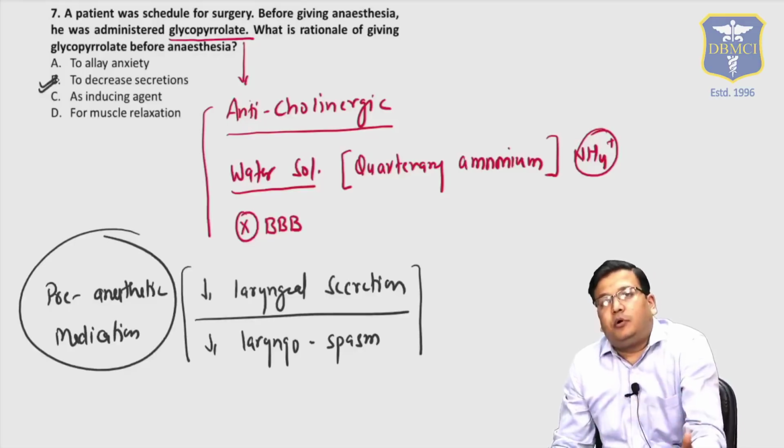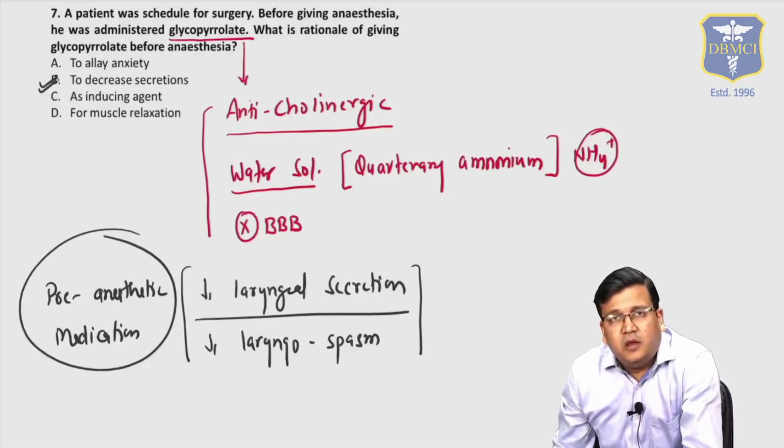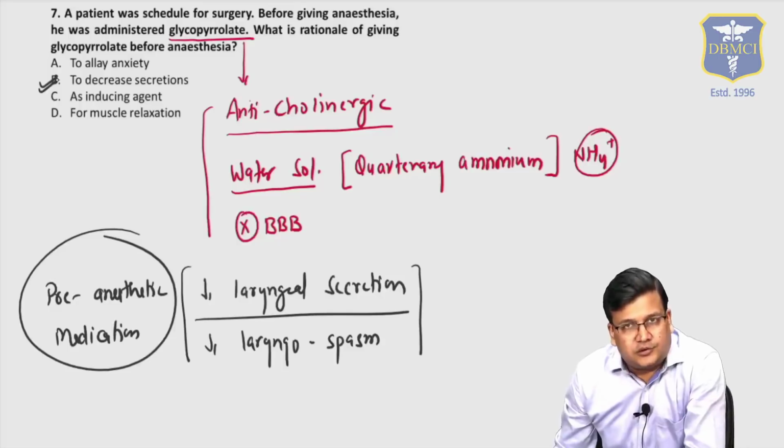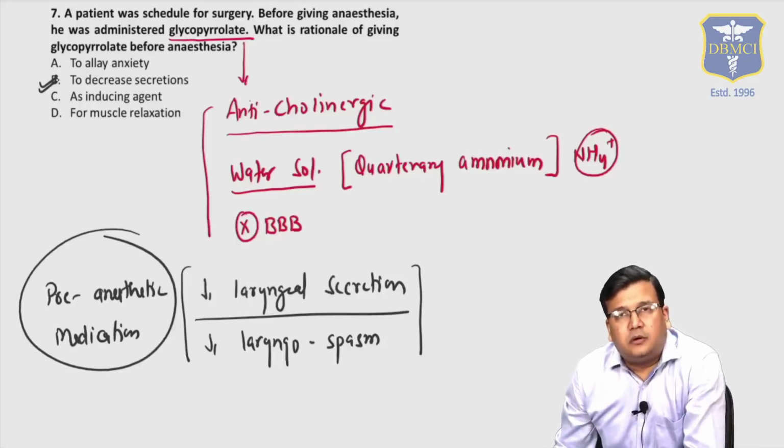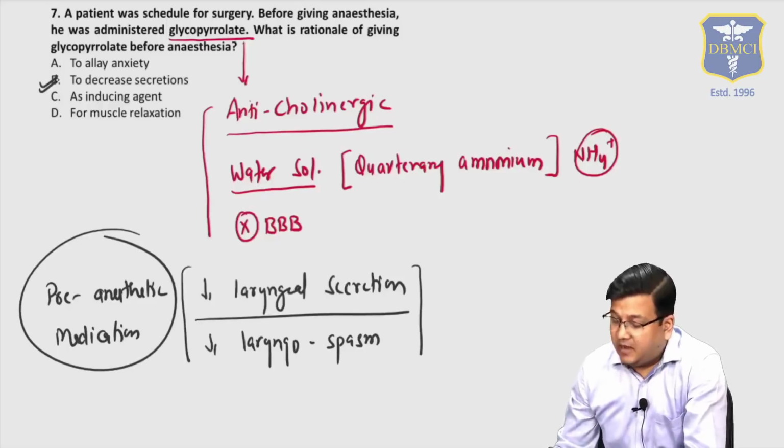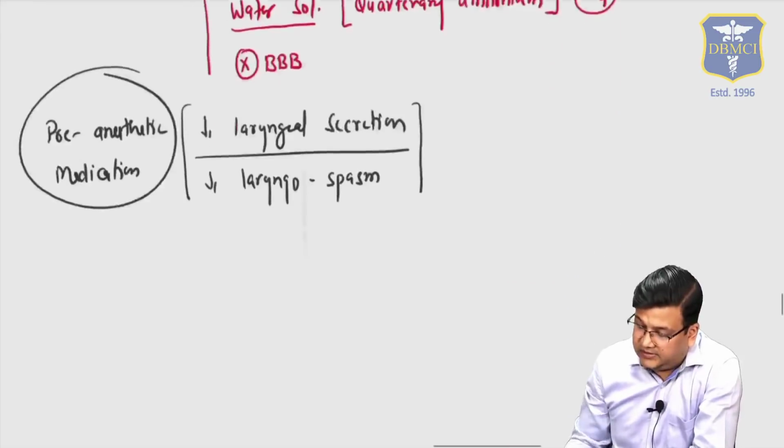Now here it is important to mention that atropine can also be used as pre-anesthetic, but the use has gone down because atropine can cross blood-brain barrier and produce CNS effects also. So the use has gone down, but it does not mean that atropine cannot be used for pre-anesthetic medication. Glycopyrrolate is more preferred nowadays.